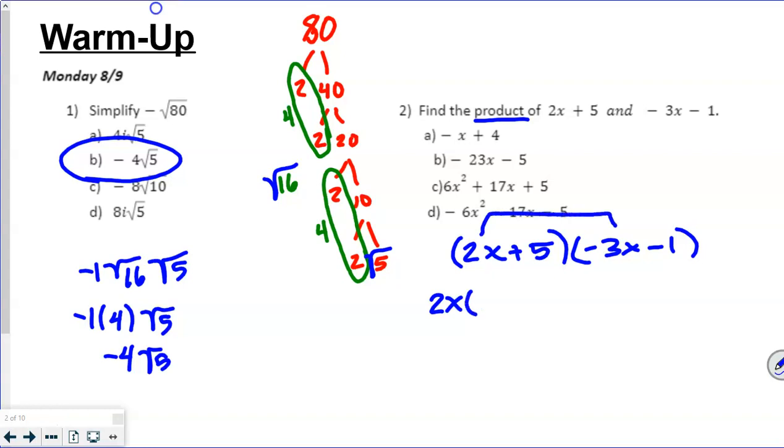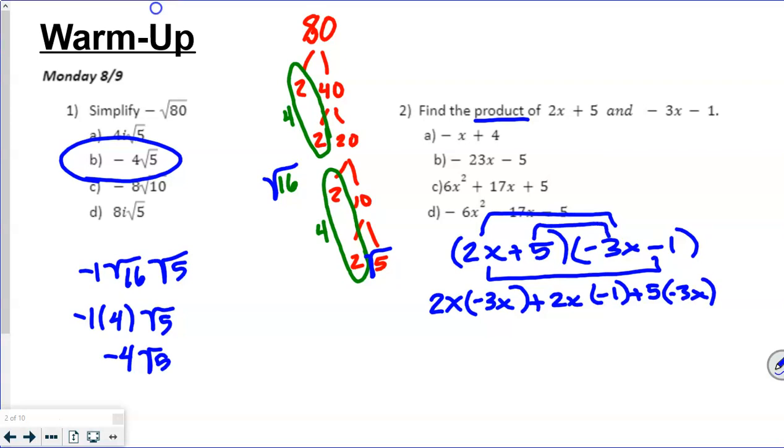That's just right here. Then I'm going to multiply my outside. That's this. 2x times negative 1. Then I'm going to do my inside. That's the I. 5 times negative 3x. And then we're going to do last to last. So that was our inside right there. And then we've got our last to last. I'm going to do this in a different color just so you guys can see it. So that's going to be 5 times negative 1. Now remember, inside and outside are always going to be like terms.